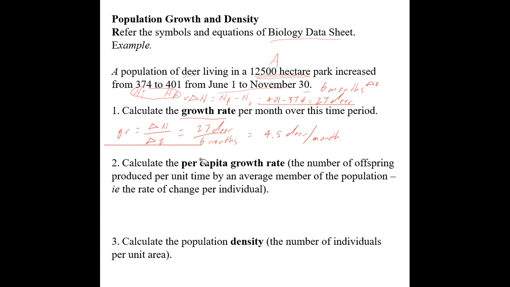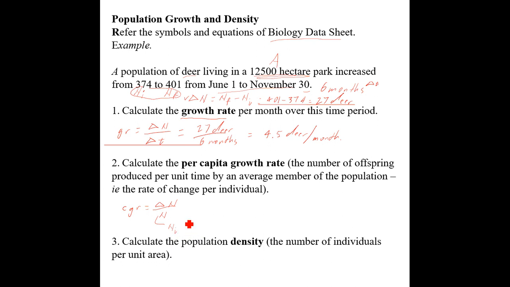Next one we'll do is for per capita growth rate. On your data sheet, it says that the per capita growth rate equation is CGR is equal to change in number divided by number. And one thing that you do need to remember is that this N at the bottom is the NI.